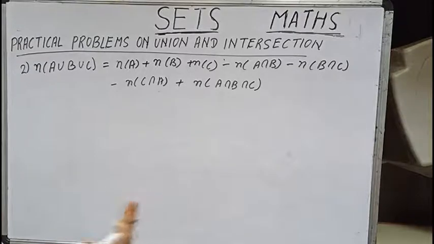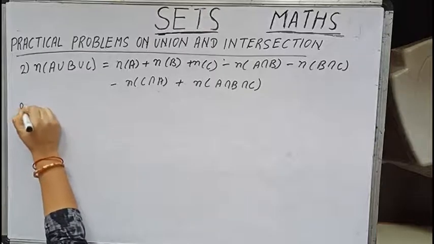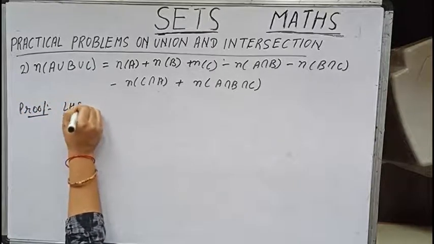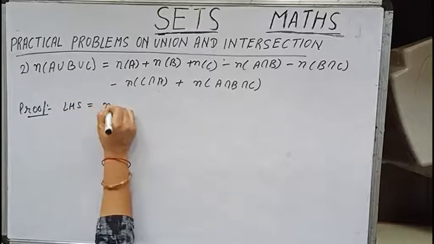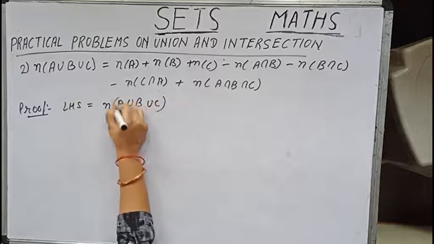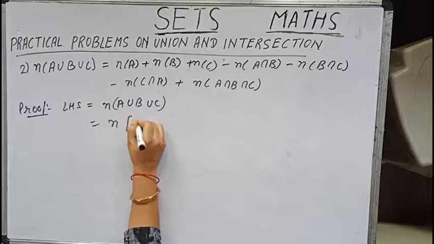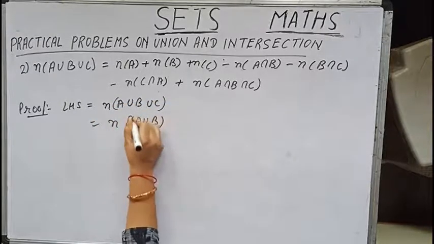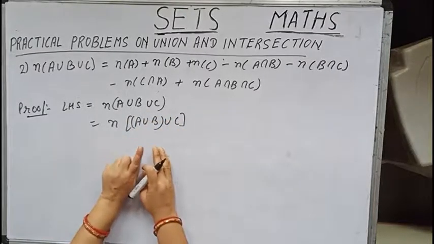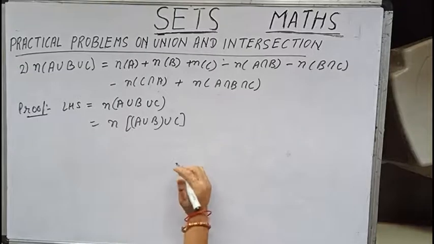We will be proving this with the help of the first concept which we did for n of A union B. So let us start, children. Proof. LHS equals n of A union B union C. Now this we can write as n of (A union B) union C. You can write n of A union B union C, keeping A union B in one bracket.